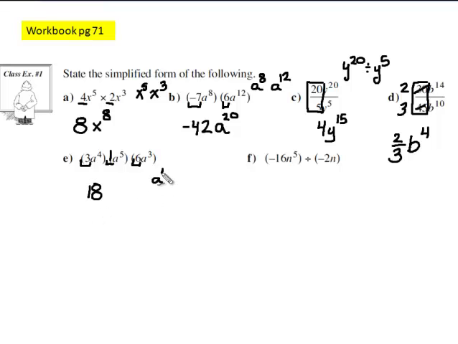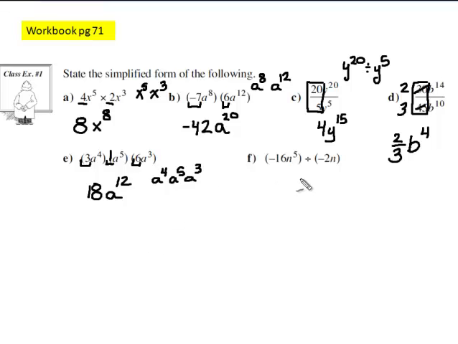And then look at all of your powers. I've got a to the 4th, a to the 5th, and a cubed. Power law says the same thing. As long as you're multiplying powers with the same base, you write the base once and add up all of the exponents. So in this case, 4 plus 5 plus 3. So I'm at 9, 10, 11, 12. 18a to the 12th.